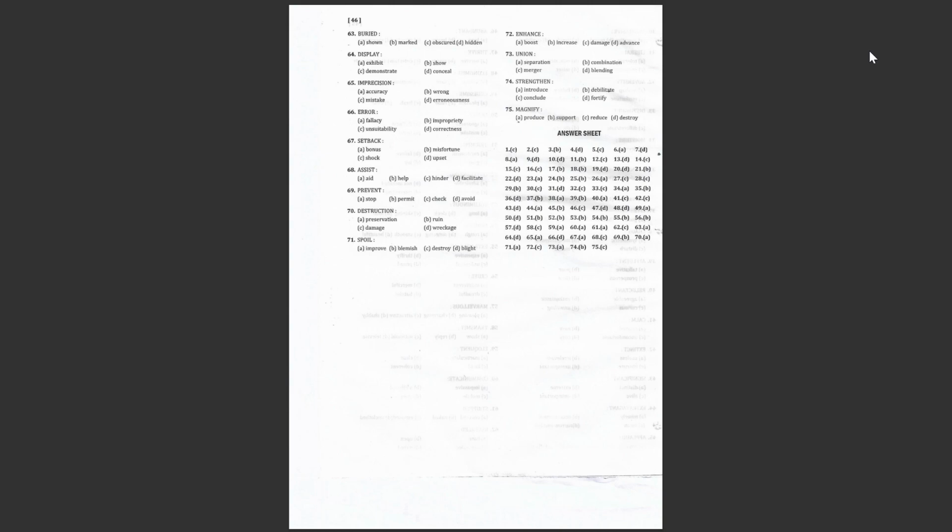But if you look at option number C, hinder means a blockage, and that is what the correct antonym of assist would be. Word 69, prevent. Prevent का मतलब होता है रोकना, something that stops. That is what prevent means. So the correct option of prevent would be to permit, to allow.